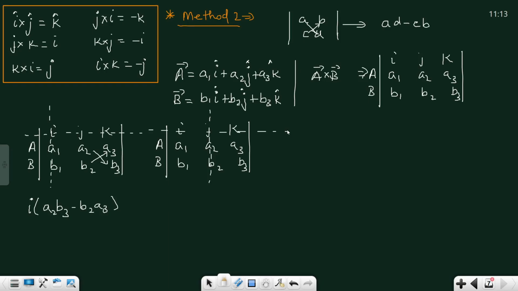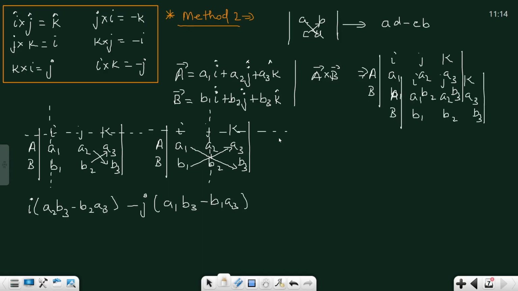Okay, sir. Next, when you go for J, what will you do? You will go for I cross K. So what will be I cross K? It is minus J, right? Yes. So you will write minus J. This will be A1, B3 minus B1, A3.